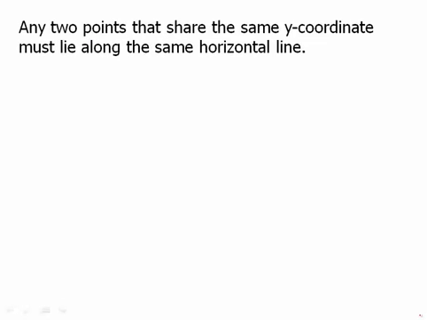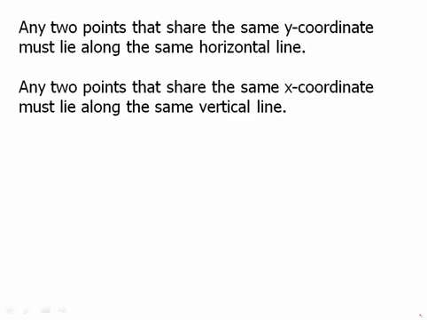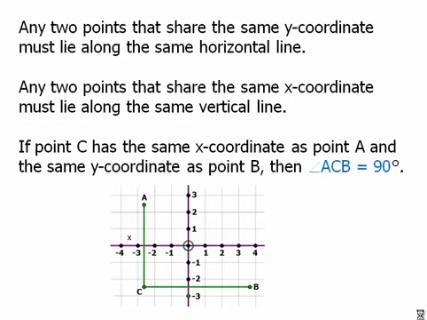Any two points that share the same y-coordinate must lie along the same horizontal line. That is a very important idea, and that's one you need to recognize, because the test will just give you a bunch of coordinates. You'll have to recognize, oh, these two coordinates have the same y-coordinate. They must be on a horizontal line. Similarly, any two points that share the same x-coordinate must lie along the same vertical line. If C has the same x-coordinate as point A and the same y-coordinate as point B, then it must be true that the angle ACB is a right angle, a 90-degree angle, because it's the angle between a horizontal line and a vertical line.